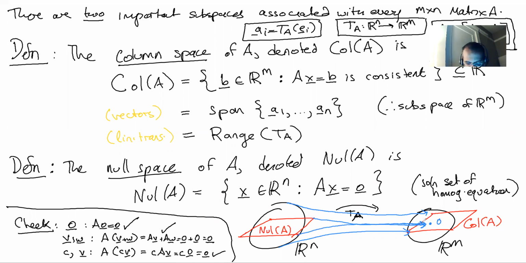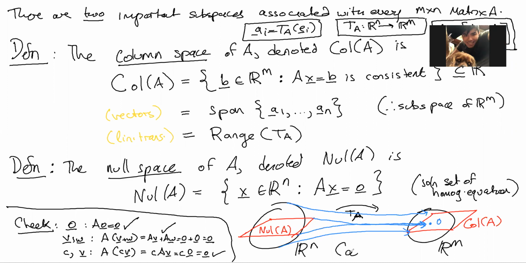Okay, so this is the cartoon associated with these objects. One is a subspace of Rn, the domain. The other is a subspace of the codomain. One is just the range of TA. The other is the set of things that get mapped to 0. So that's a cartoon. Any questions about that?